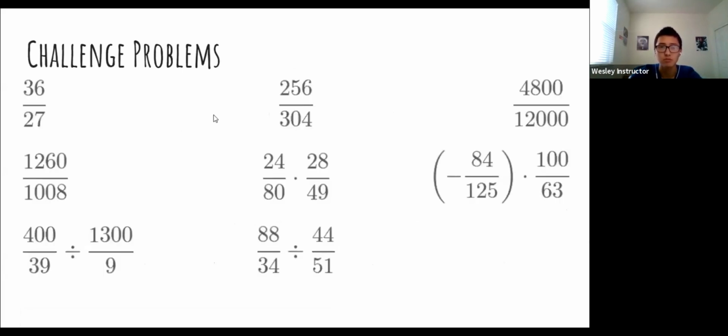So here are some more challenge problems. You got 8 problems. I'll give you about 5 minutes to do these. I want to try to get ahead in the lesson. So just do as much as you can. And if you have any questions, I'll answer them. So remember, find any common factors in the numerator and the denominator, and then cancel those out.